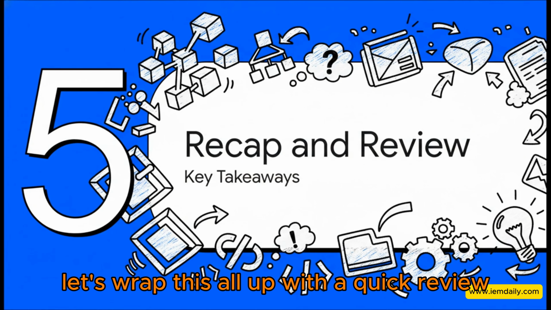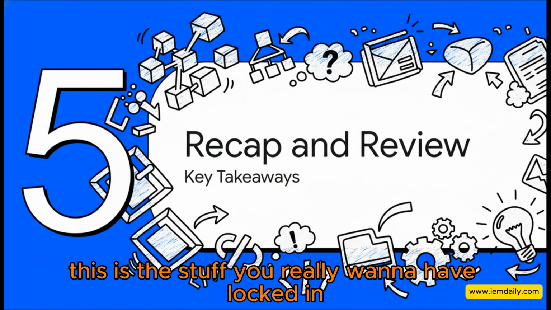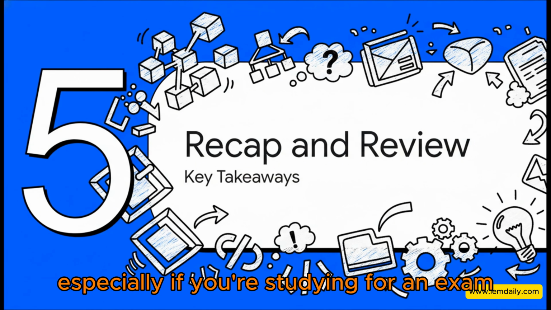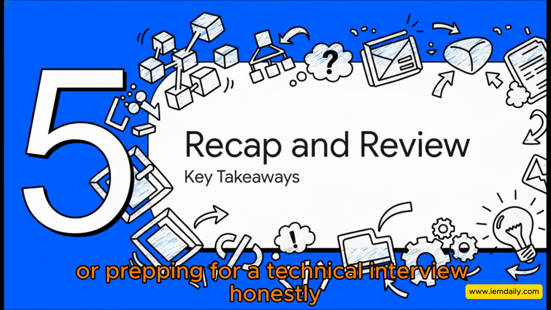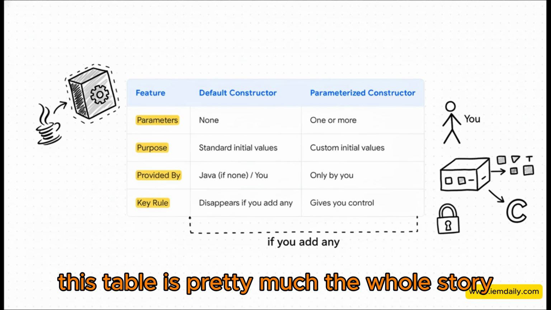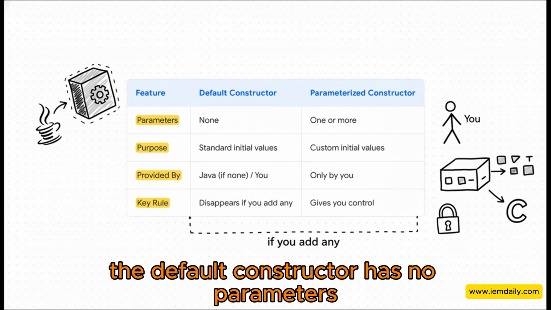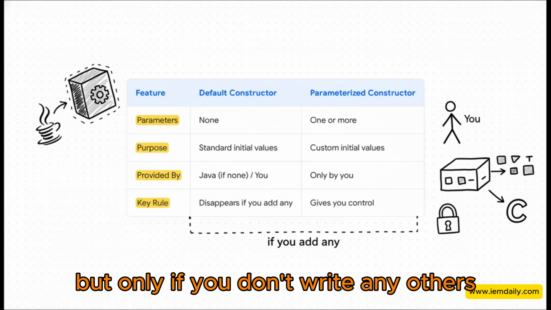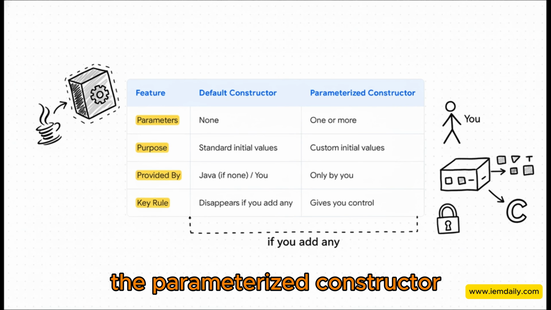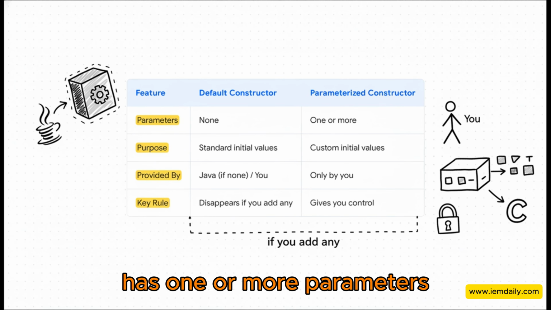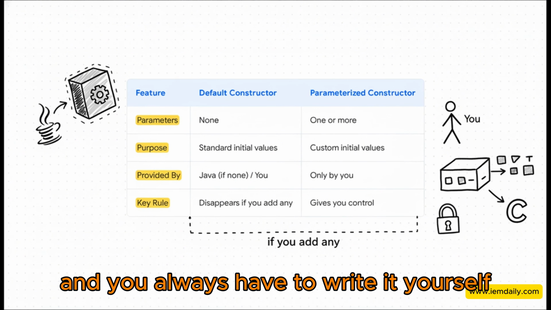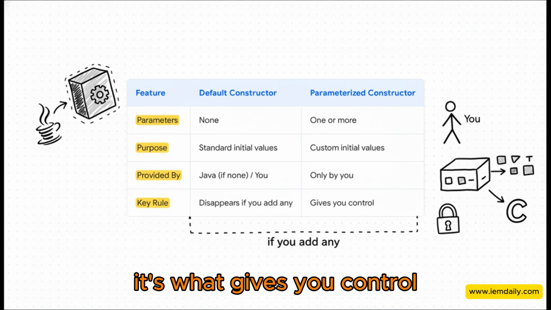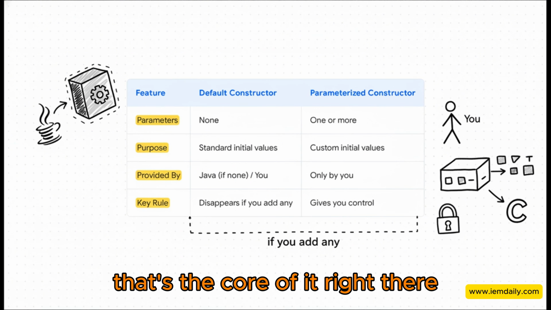Okay, let's wrap this all up with a quick review. This is the stuff you really want to have locked in, especially if you're studying for an exam or prepping for a technical interview. Honestly, this table is pretty much the whole story. The default constructor has no parameters, makes a standard object, and is given to you by Java, but only if you don't write any others. The parameterized constructor has one or more parameters, creates a custom object, and you always have to write it yourself. It's what gives you control. That's the core of it right there.